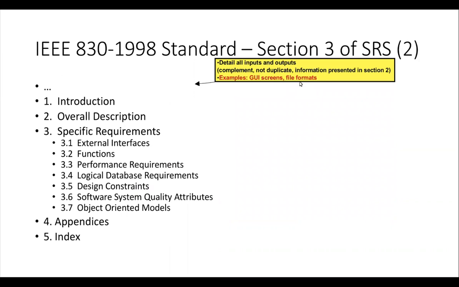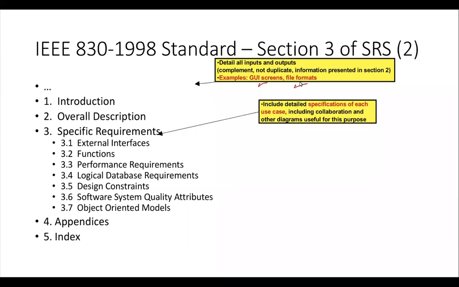What can you see in the first part of section 3? You see information about inputs and outputs, like GUIs if you have a graphical user interface, or what type of formats you may expect. If there is any functional information, this is 3.2; this is 3.1, which includes the external information like the GUIs. It includes a detailed specification of each use case, including collaboration and other diagrams that will be useful for such purpose.